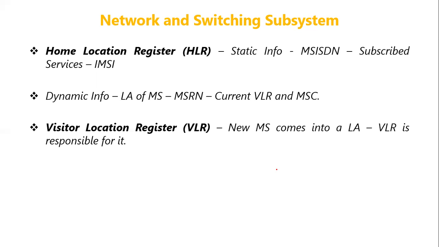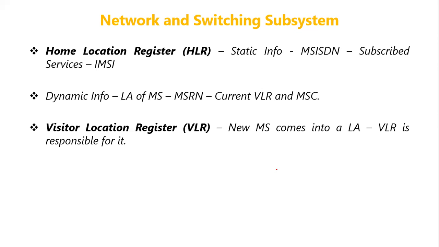So the static information the HLR contains includes the MSISDN, the subscribed services like call forwarding, roaming, and GPRS, and the IMSI number. The dynamic information includes the current location area of the mobile user, which is the LA, and the mobile subscriber roaming number. If the user is roaming, he will have a different number. That number is called the MSRN, mobile subscriber roaming number.